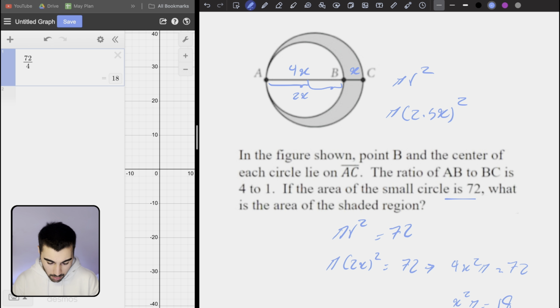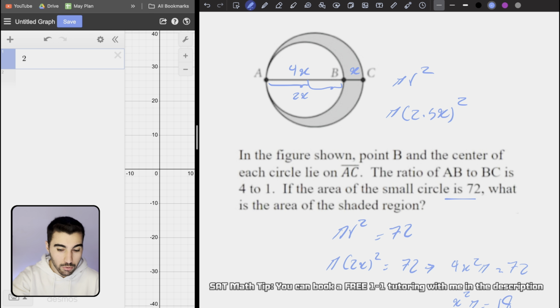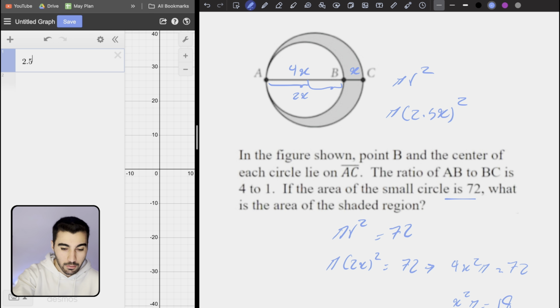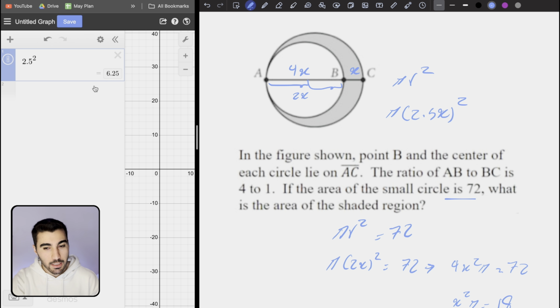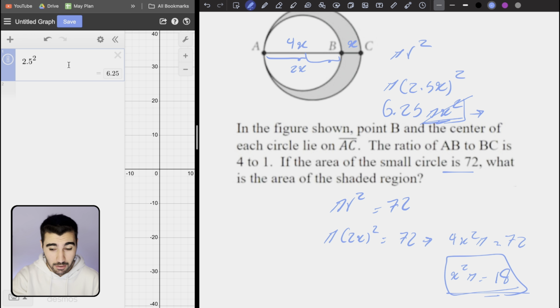That is our circle's area. Now, what is 2.5 squared? Let's see that. 2.5 squared is 6.25. So we can write 6.25 pi x squared. What was pi x squared that we just found here? Pi x squared is 18, right? So I can put 18 here. So this is going to be 6.25 times 18. Let's just do it here.